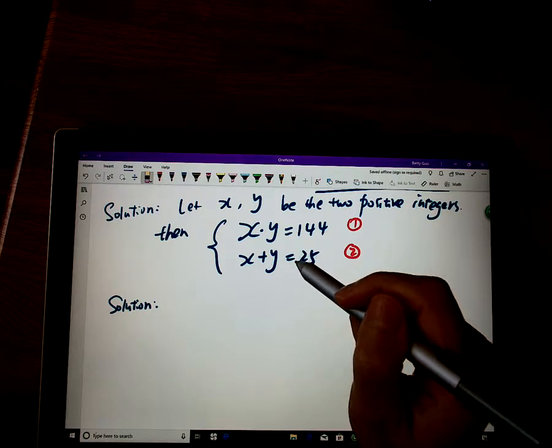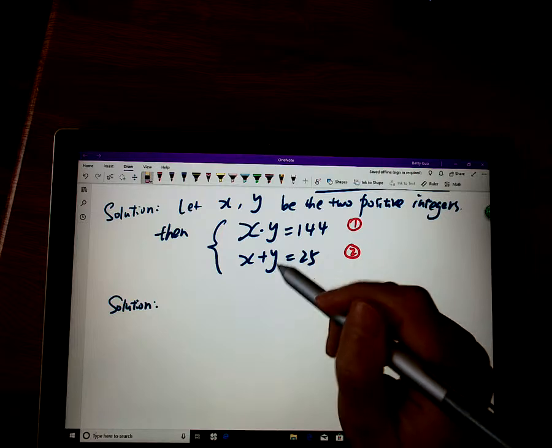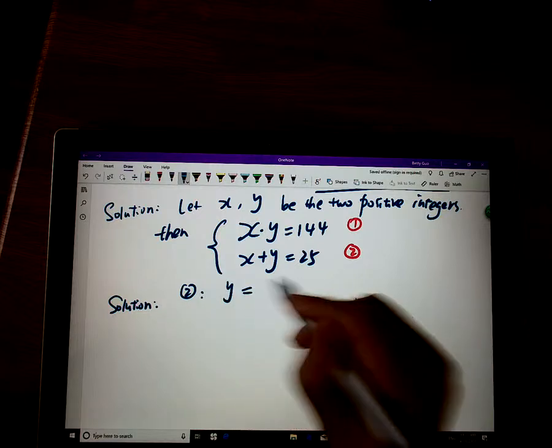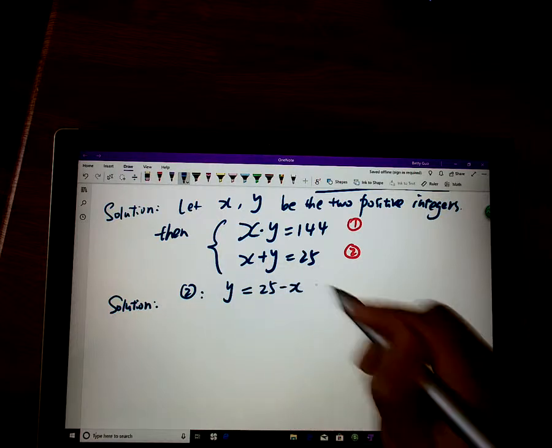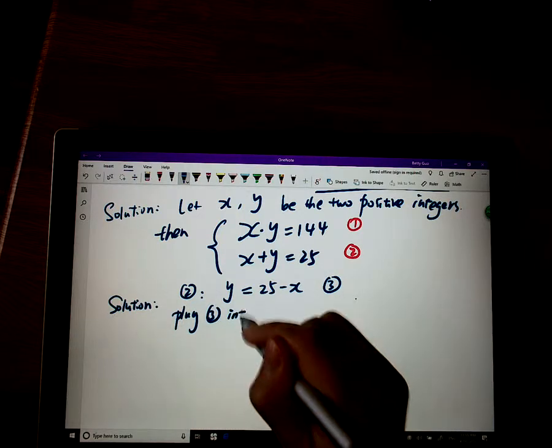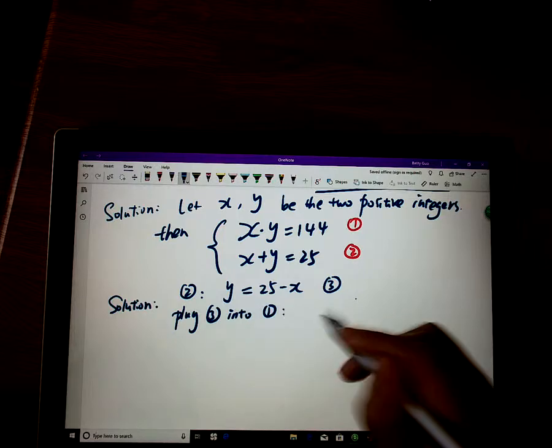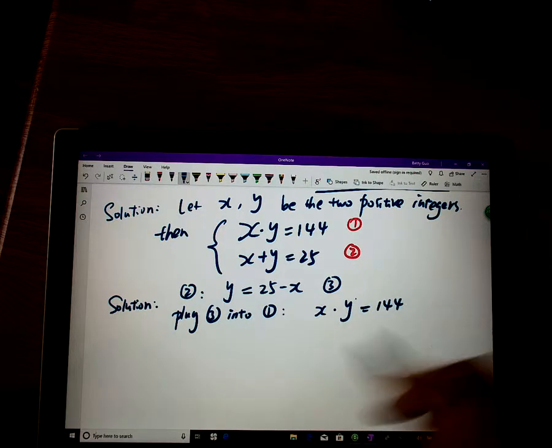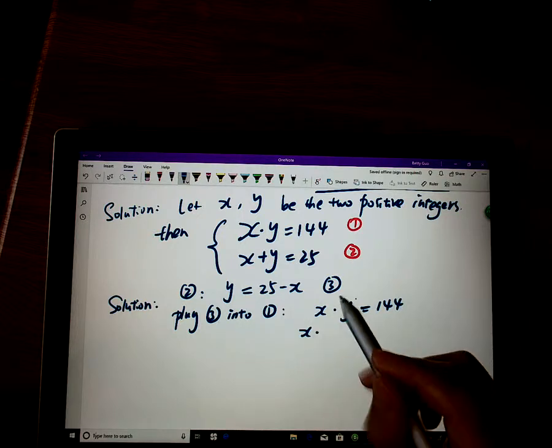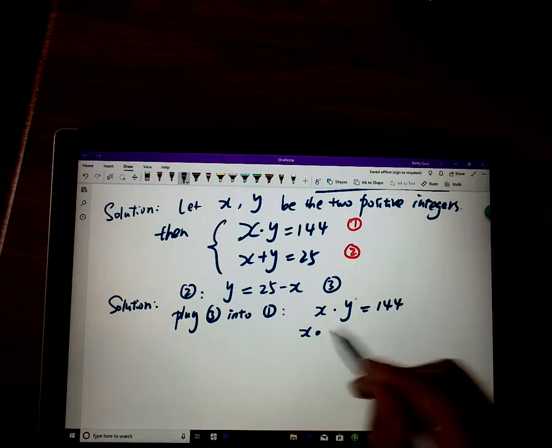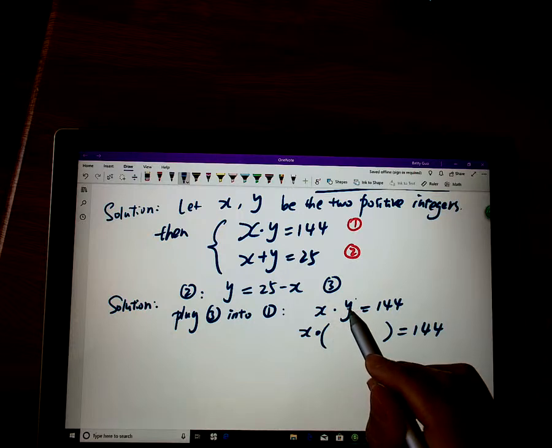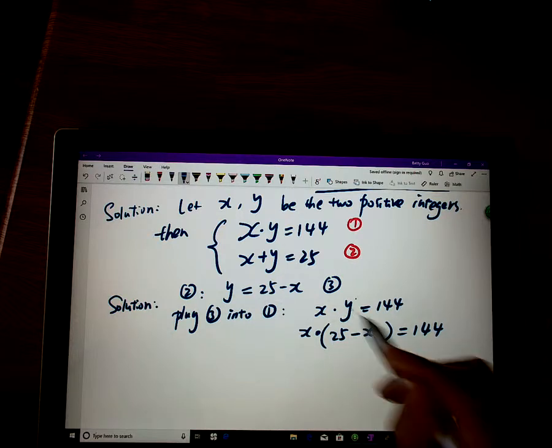But as I mentioned, we are going to solve it just by using the algebraic method. This time we are going to apply the substitution method. From equation 2, I could rewrite y in terms of x. Move x over, y equals 25 minus x. I label this as equation 3. Plug equation 3 into equation 1. Equation 1 is x times y equals 144. We copy everything except y. Instead of copying y, we put 25 minus x in place of y.